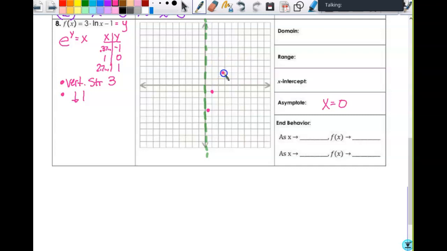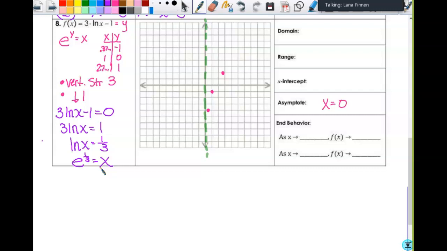It's about right here. So I did not plot my x-intercept, so I need to go and find that. X-intercept is when y equals 0. So I'm going to take 3 times the natural log of x minus 1 equals 0. So I get 3 times the natural log of x equals 1. Natural log of x equals 1/3. Then to rewrite it in exponential form, the base is e. So I get e to the 1/3 power equals x.